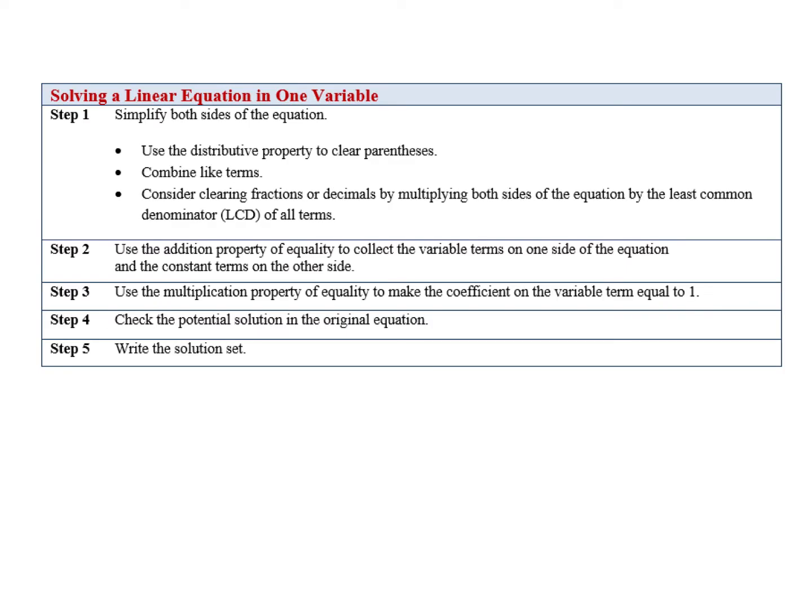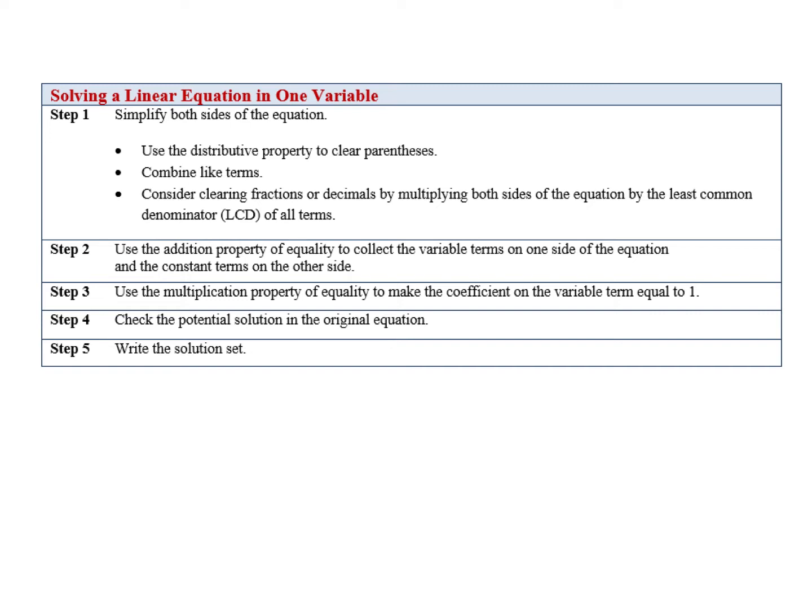The first thing you're going to do is simplify each side of the equation. That could include using the distributive property or combining like terms or clearing out fractions and decimals, whatever it takes to bring the equation to a variable term and a constant term on the left and a variable term and a constant term on the right.